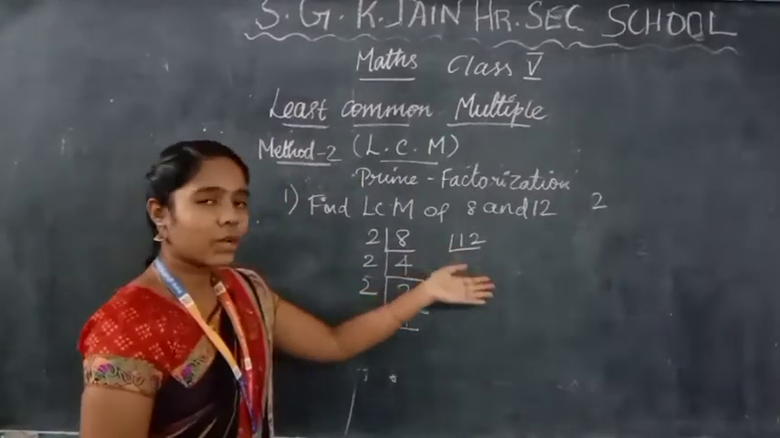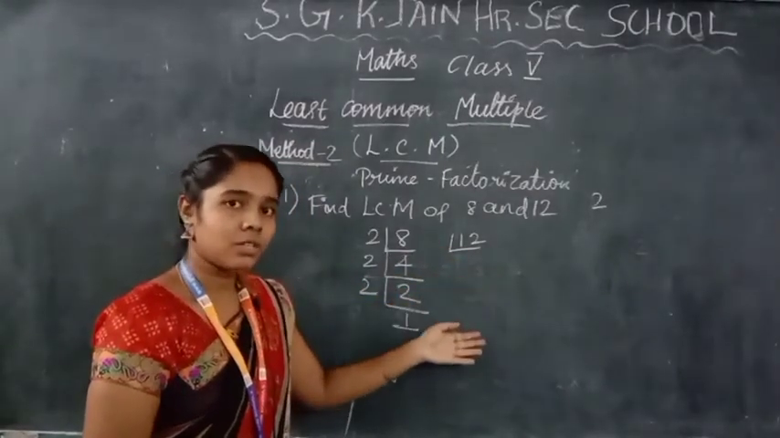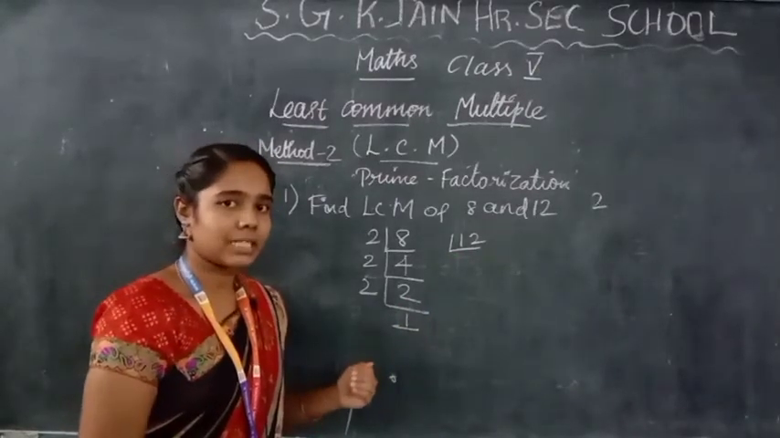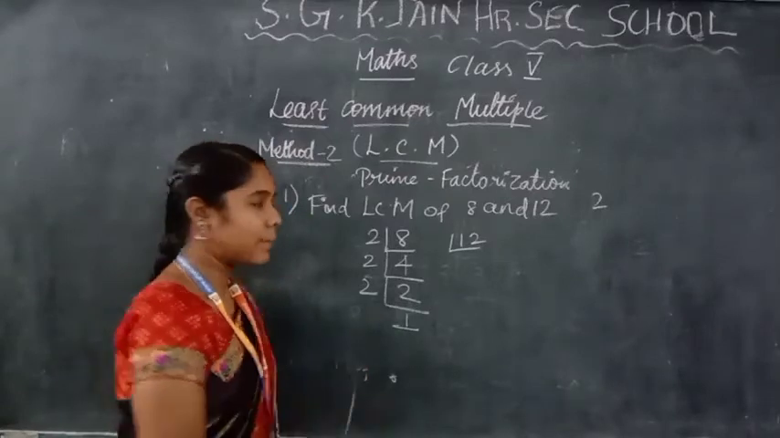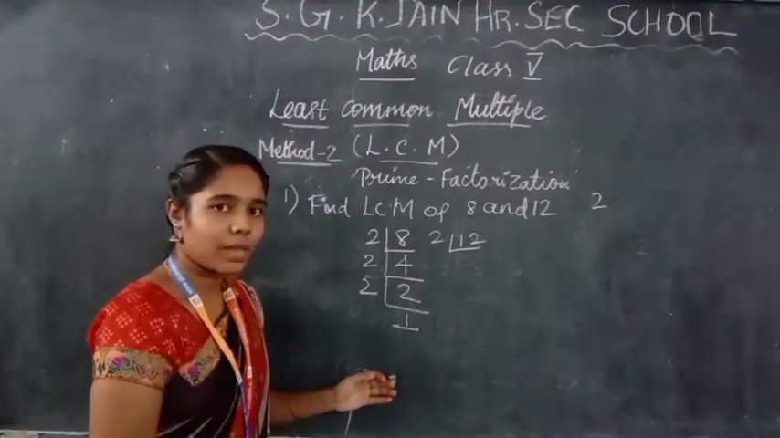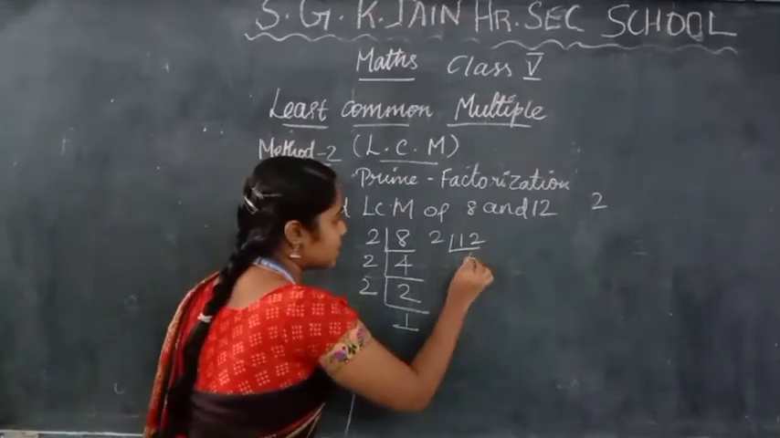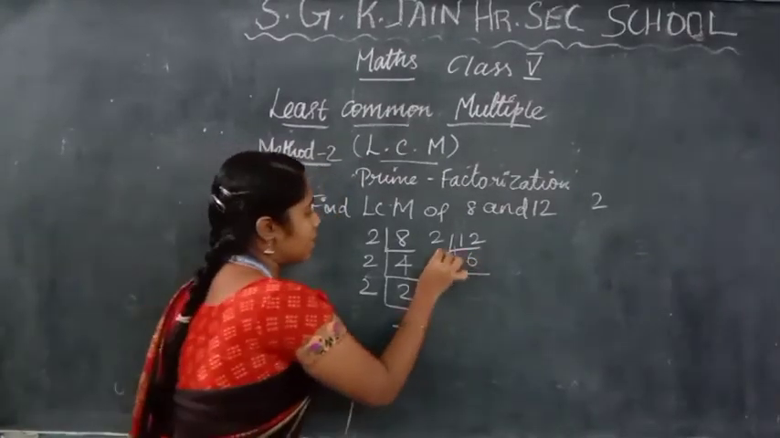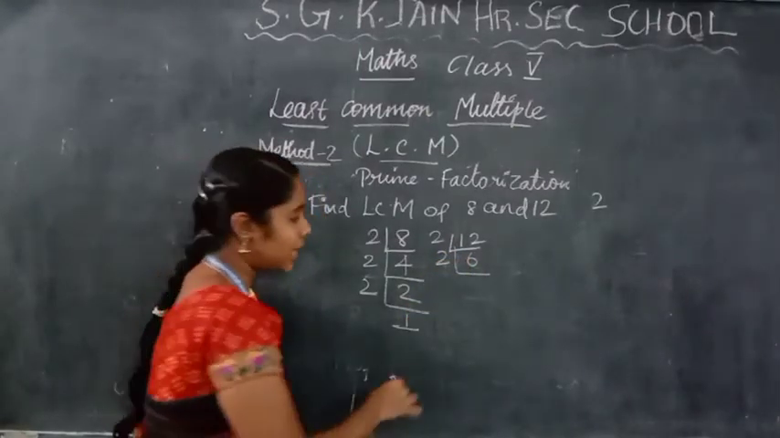Then we are going to factorize the 12 also. So which table will 12 go in at the least? Think of the least prime number. Yeah, 2 table. 12 will go in 2 table. How many times will 12 go in 2 table? Yes, 6 times. Then 6, will it go in 2 table? Yes. How many times? 3 times.